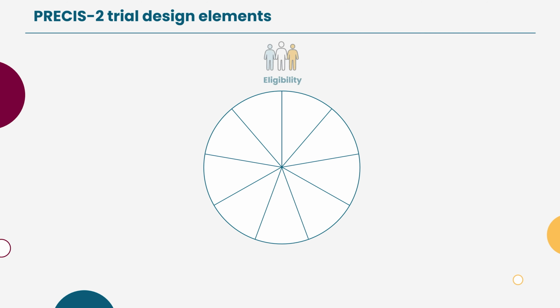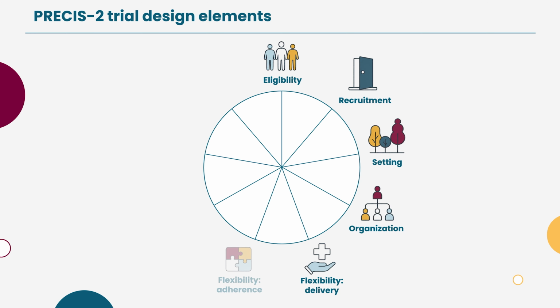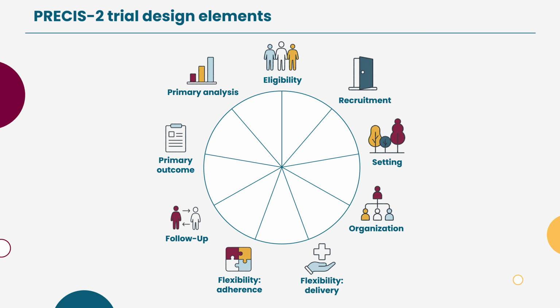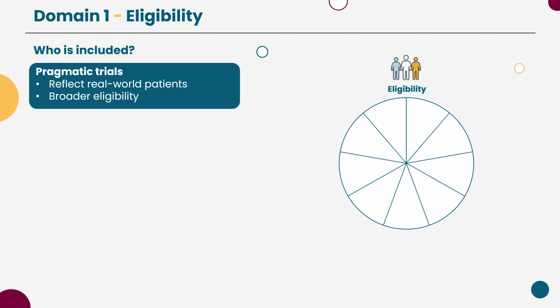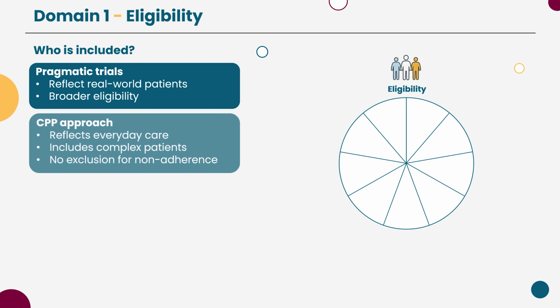Now let's walk through how each of the 9 PRECIS-2 domains shaped the design of this trial and how the trial was rated. Domain 1 focuses on participant eligibility criteria. In a highly pragmatic trial, eligibility criteria aim to include participants who reflect those seen in everyday care settings. In the case of the CPP trial, for example, this would include older adults with diabetes from outpatient clinics and primary care practices. This meant not excluding individuals based on anticipated non-adherence, unavailability, or non-responsiveness to the intervention.